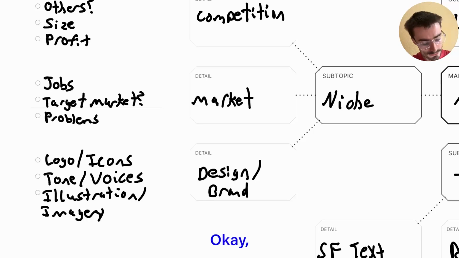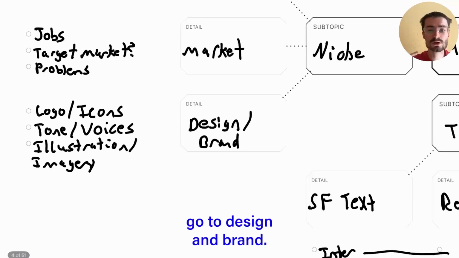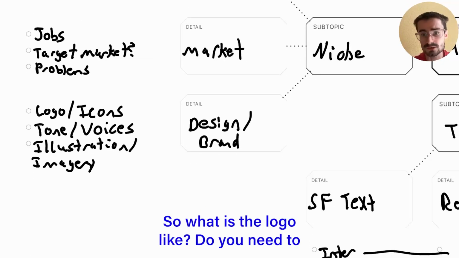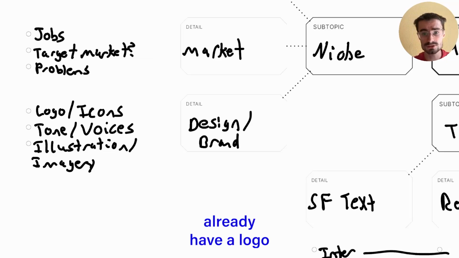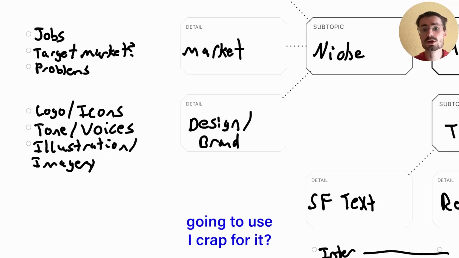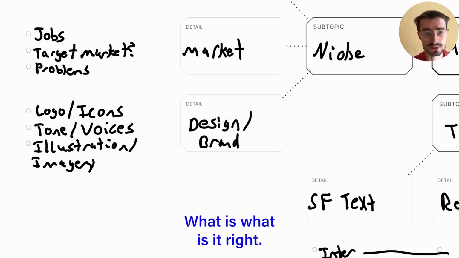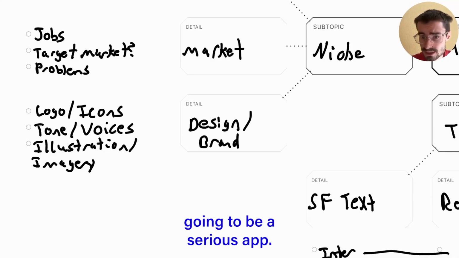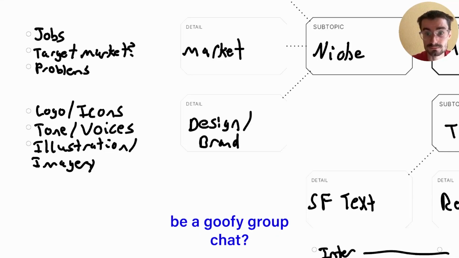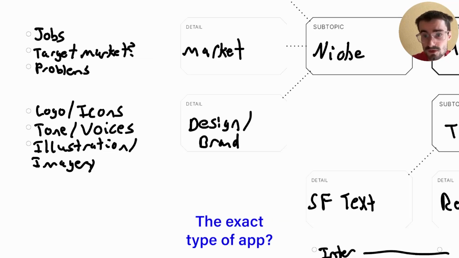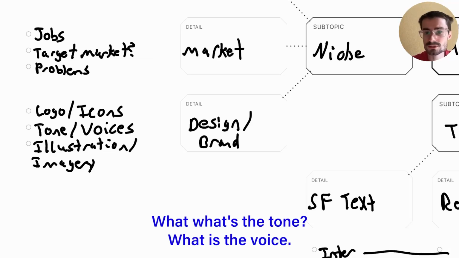Okay? Now let's go to design and brand. So what is the logo like? Do you need to design the logo? Do they already have a logo? Are they just going to use AI crap for it? What is it, right? And then the tone and voice. So is this going to be a serious app? Is this going to be a goofy group chat Yik Yak type of app? What's the tone? What is the voice?